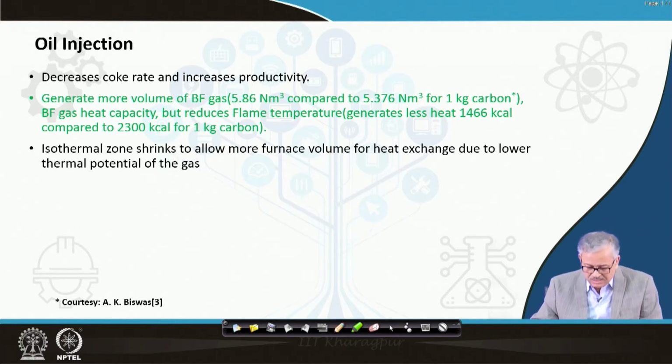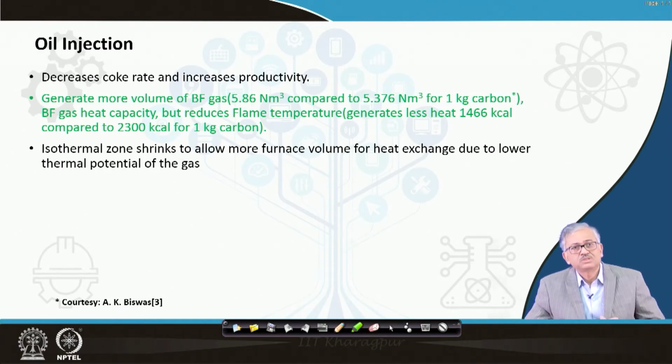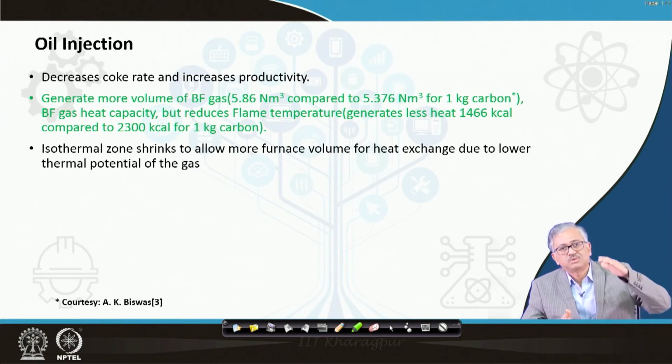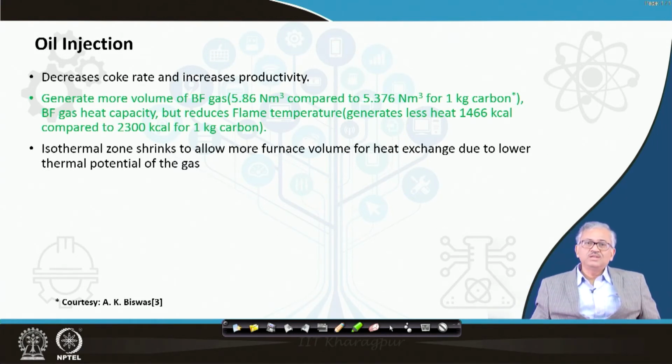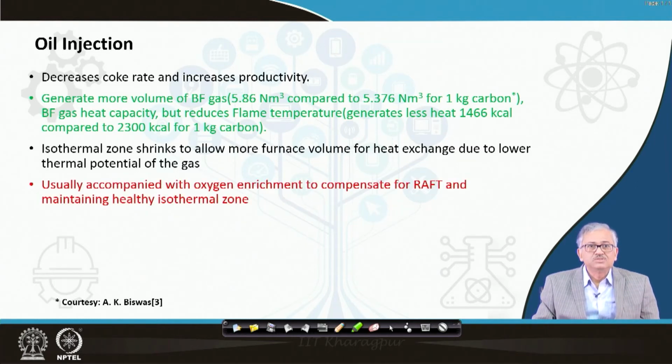Okay. So, that is the thing, and obviously, if you just go on increasing the oil injection, the isothermal zone shrinks, and if the isothermal zone finally evaporates from the system, then you cannot maintain a distinct heat balance in the lower part and upper part of the furnace. That will be a problem. Okay. That is why, if you do too much oil injection, then you have to supplement it with oxygen enrichment, usually accompanied with oxygen enrichment.